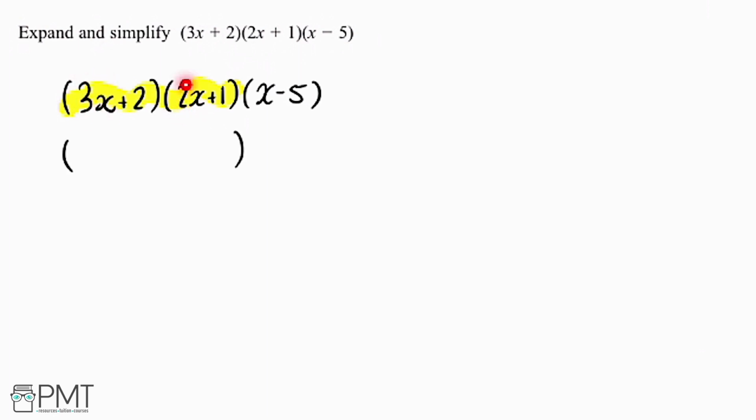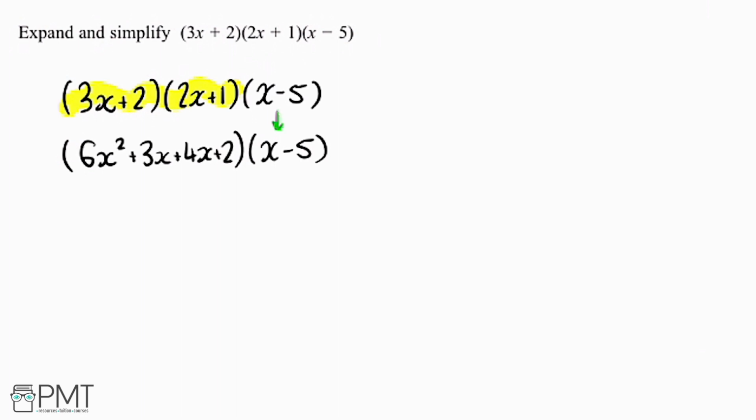So 3x multiplied by 2x should give us 6x squared. If I do the outside terms next, 3x multiplied by 1 is going to be 3x. The inside terms, so 2x multiplied by 2 is going to be 4x. And lastly, the constant terms at the end, so 2 multiplied by 1, giving us 2. So now I can just copy down this bracket here, giving us x minus 5.